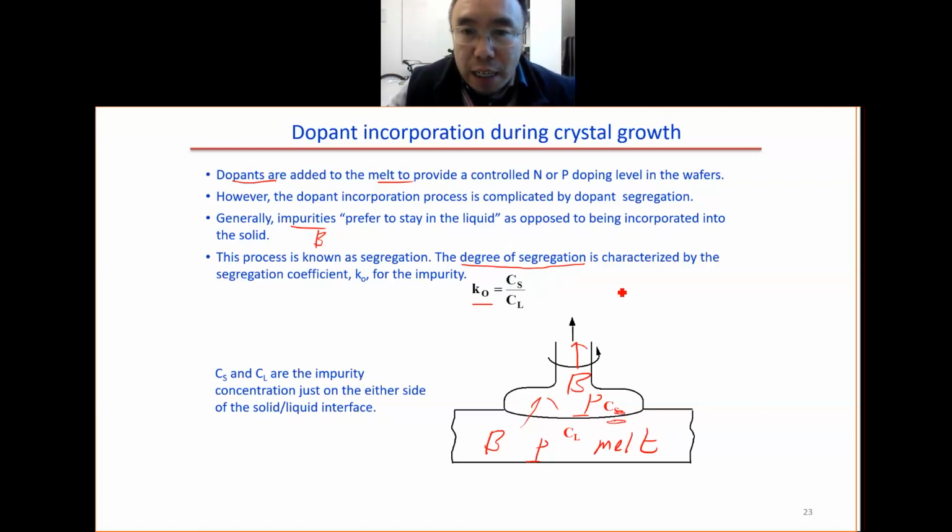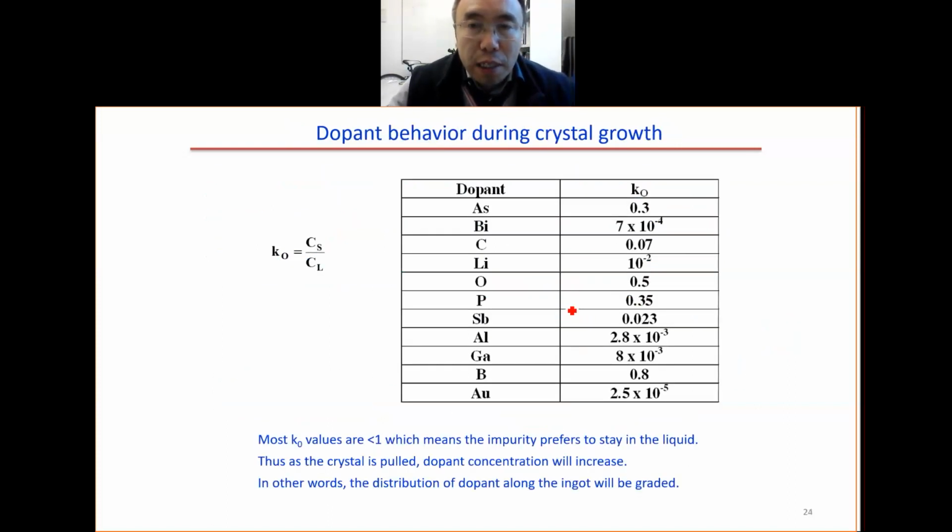Ideally, if this is equal to 1, this is the best case. In this case, the dopant concentration is always the same, so along the entire silicon, the dopant, like boron, has the same concentration from the bottom to the top. But in reality, as I said, this is usually less than 1. Here is the segregation coefficient. For example, the best material is very close to 1. So this is the best.